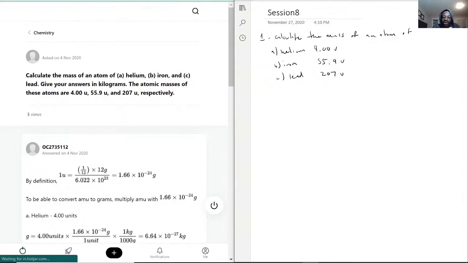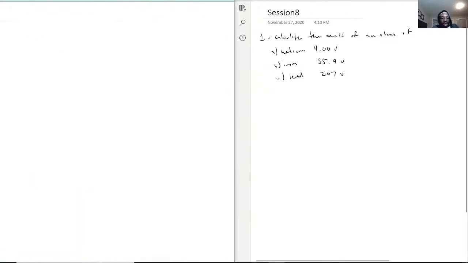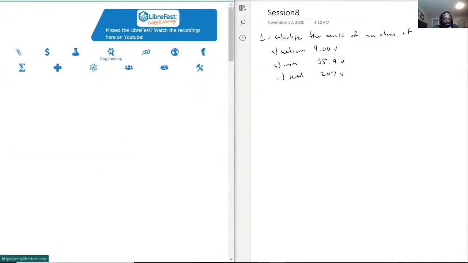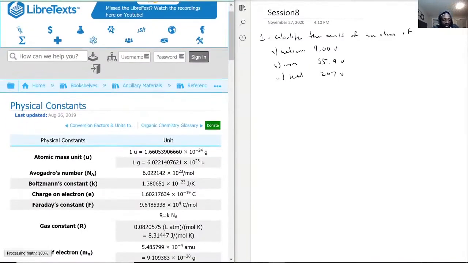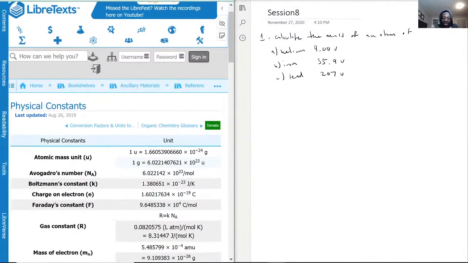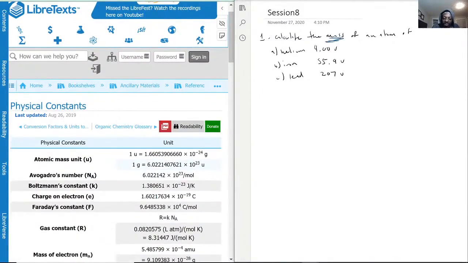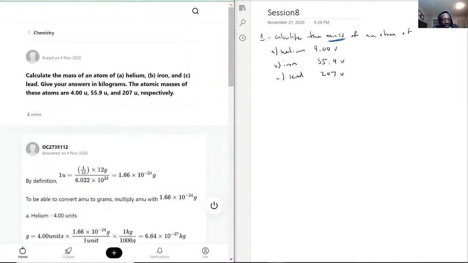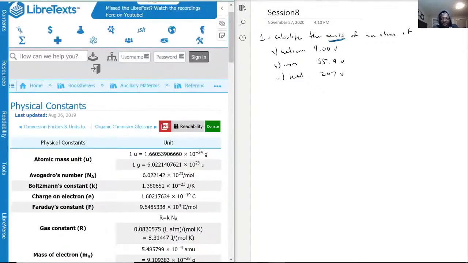Okay, so then how do we solve this question? We would actually go over to our conversion table. I believe it's this one here. When you see here physical constants, they want the mass of an atom. They want the mass of an atom, and they specify that the answer is in kilograms. So the good news is that we have a conversion factor that we can use.